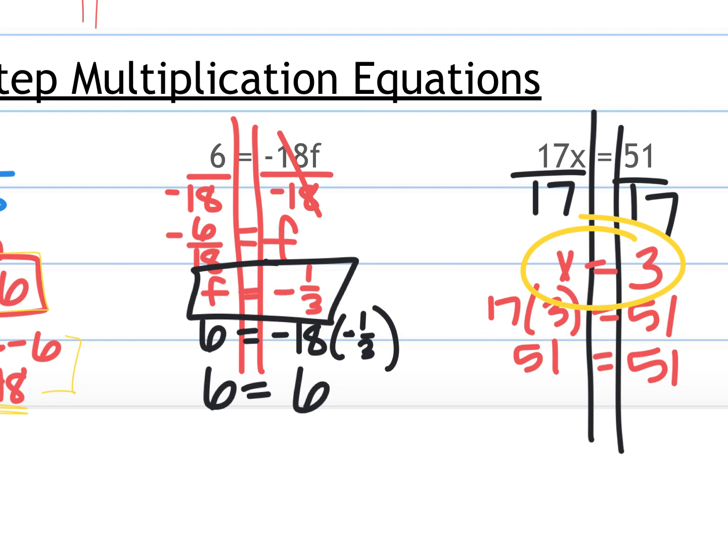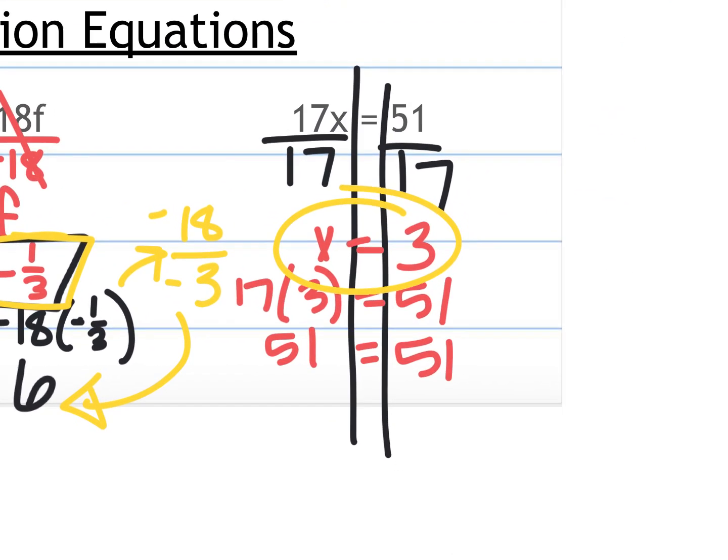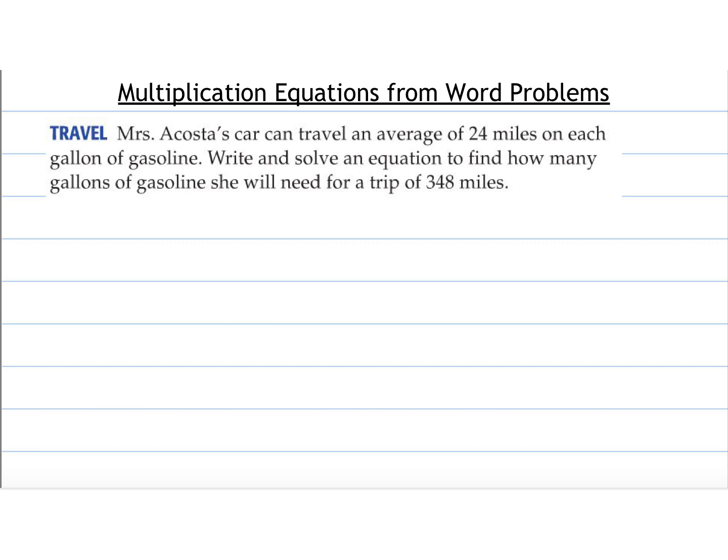So we're dividing both sides by negative 18, and I get negative 6/18, which if I divide them both by 6 to simplify, I would get negative 1/3. So then I check. 6 equals negative 18 times negative 1/3, and this would be negative 18 over negative 3, which ends up to be 6. So f equals negative 1/3. And then 17x equals 51. I divide both sides by 17 to get 3, and I check it, and it works. So x equals 3.